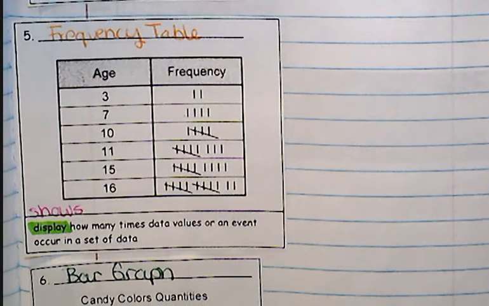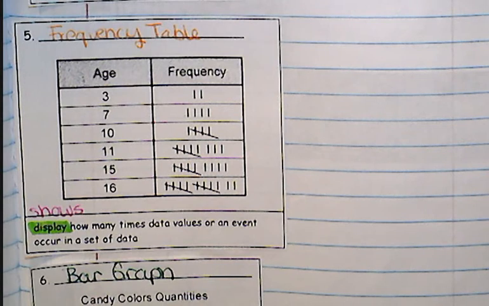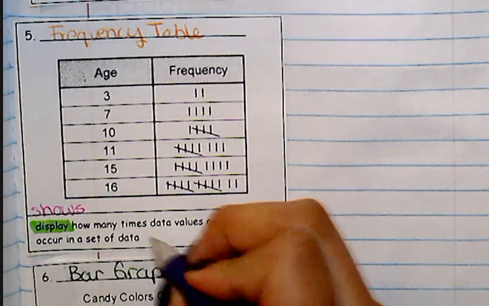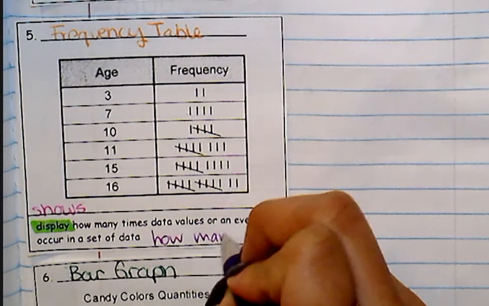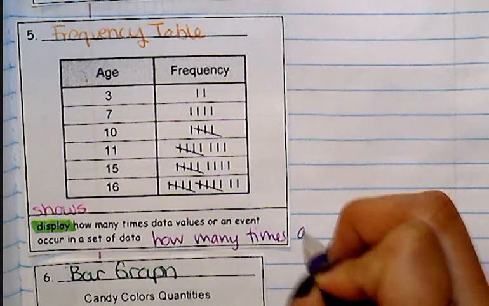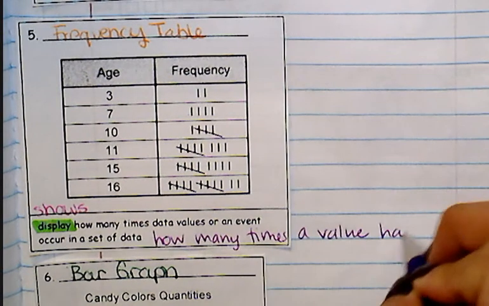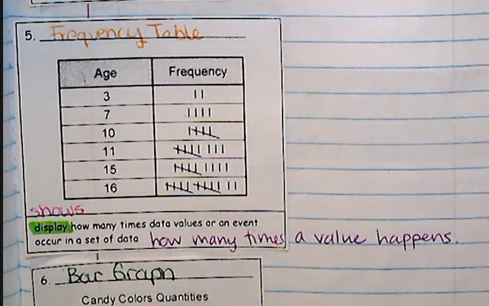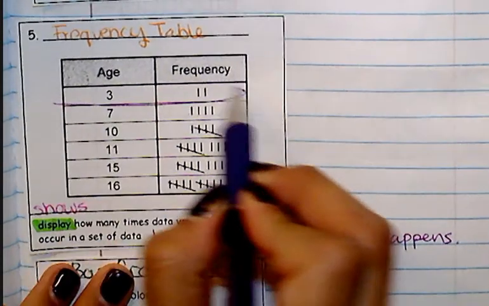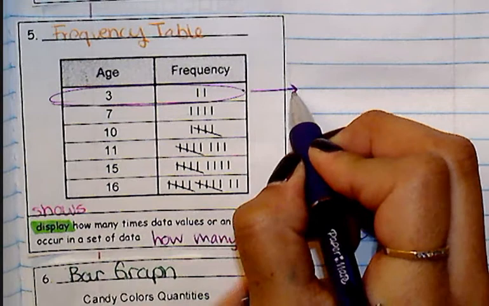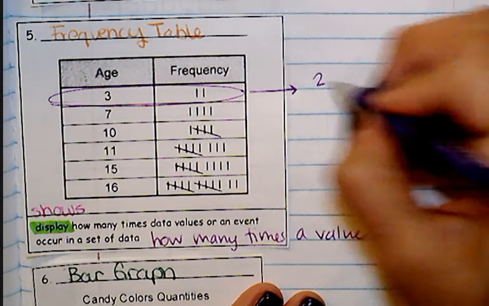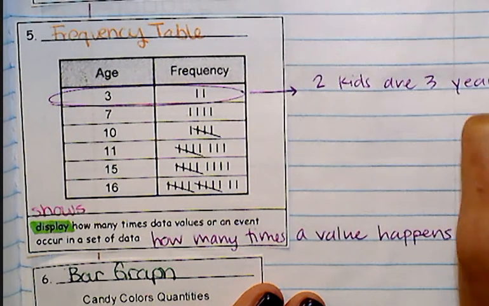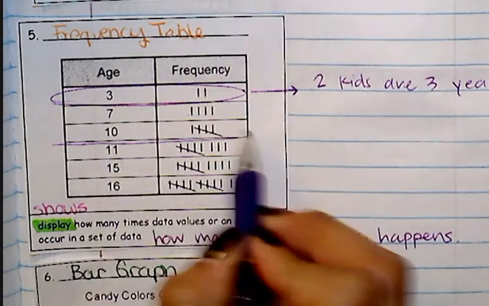How many times a number happens? Remember that we talked about in class that frequency was the number of times that it happens. So this display shows how many times data values or an event occur in a set of data. So how many times it happens. So for instance, we've got age 3. What is the frequency of age 3? So what I'm asking you is, how many kids are 3? 2. And then what is the frequency of students that are 10? 5.